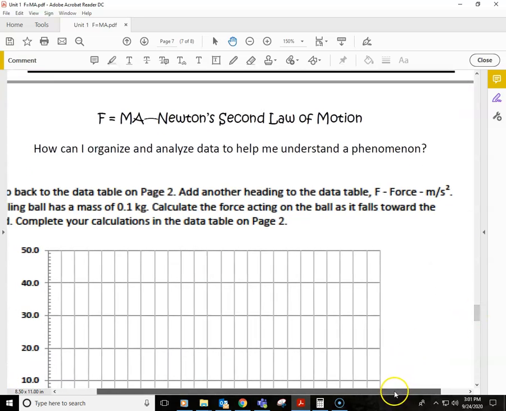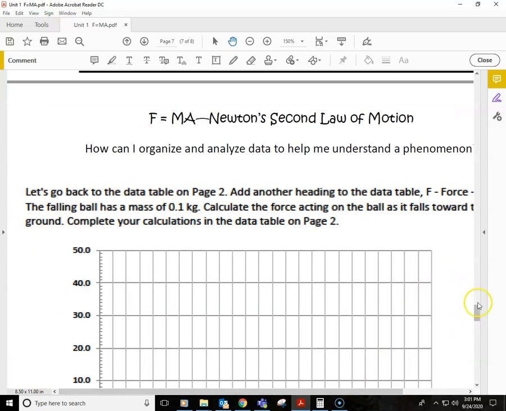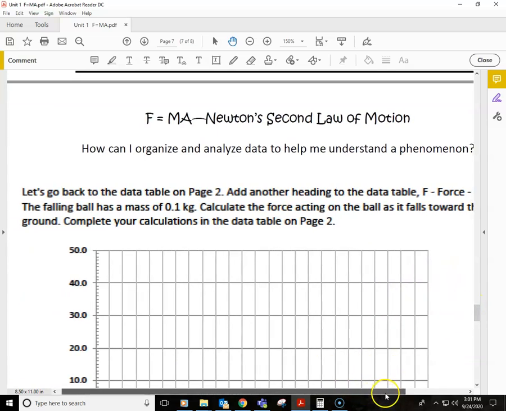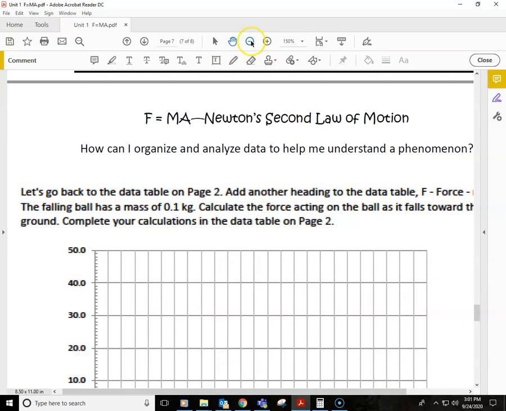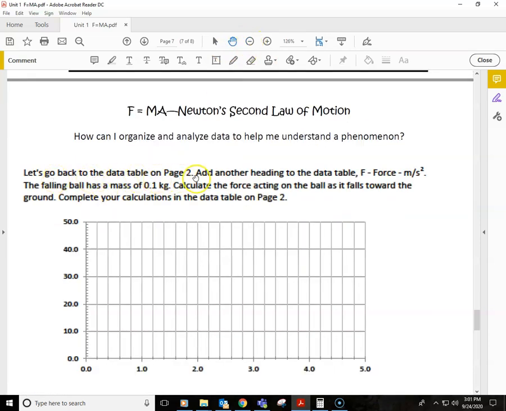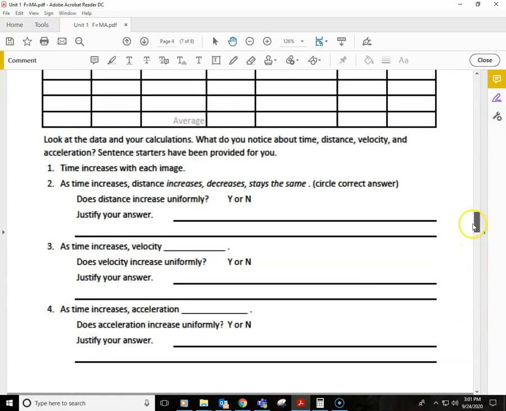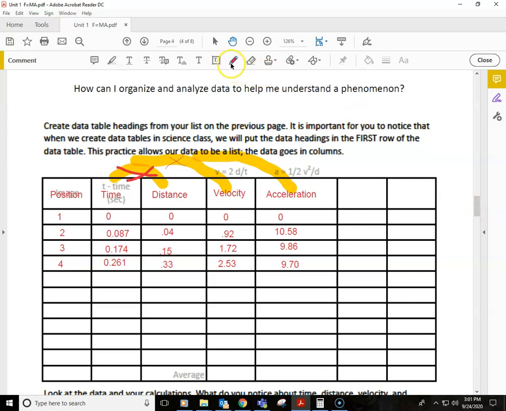When we get to page 7, we got to read the instructions. Better zoom out a little. Let's go back to the data table. Add another heading that says force. Okay, I'm going to do that. I need to add force over here.